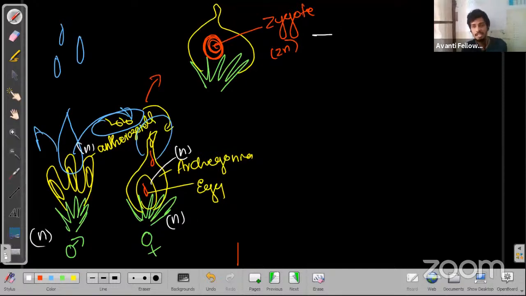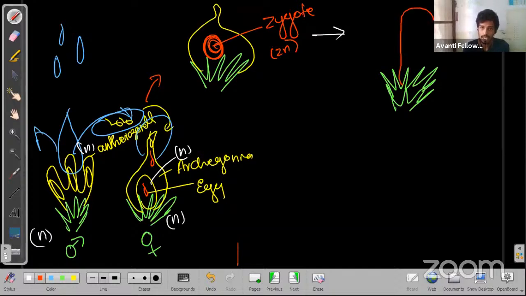Okay, later what it will do, this zygote will start to develop within that gametophyte only. So it will develop something like this. Don't think it's exactly like this.